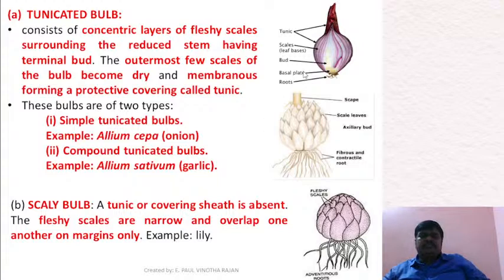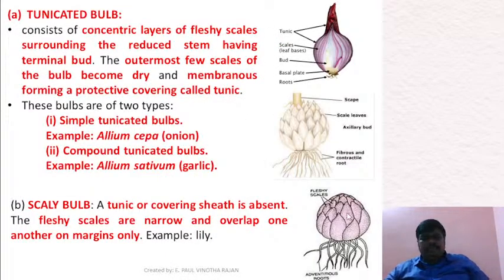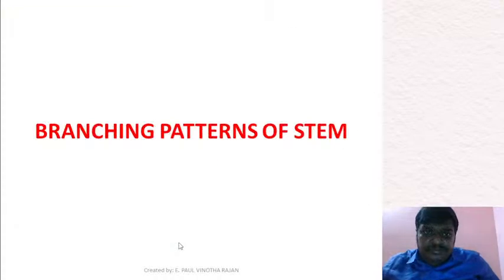This is the garlic. And the third one is the scaly bulb. It is also called the fleshy bulb. It will be like this, exactly like this. In the fleshy bulb, if you observe them, there are fleshy scales, but those scales are not covered by the tunic. The fleshy scales are narrow, they overlap one another and they are arranged in a margin. See, they are arranged in a margin. Example lily, this is called scaly bulb.